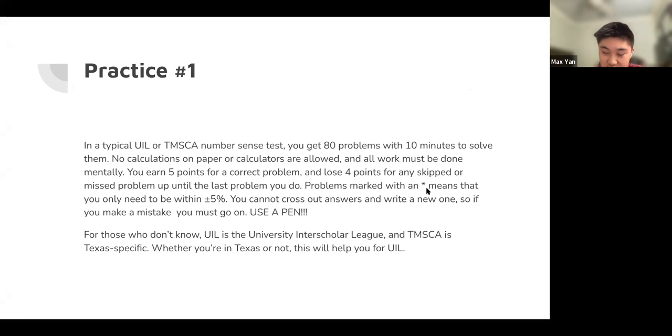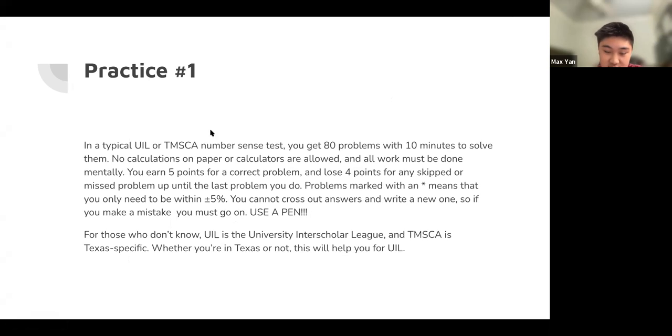Problems marked with an asterisk, which is every 10 problems, mean that you only need to be within plus or minus 5% of the real answer. You can't cross out answers and write a new one, so if you make a mistake, you have to go on. You have to use a pen.